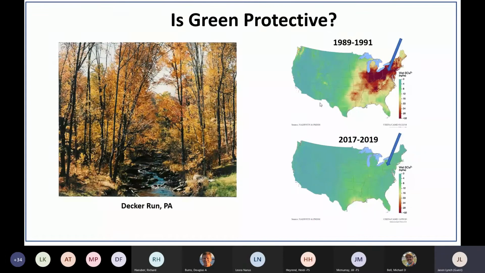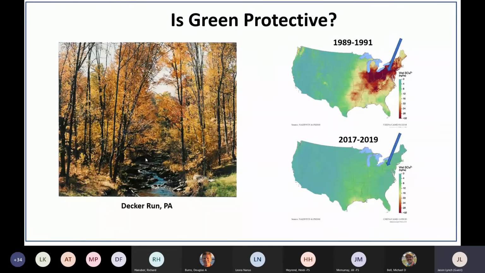All right, so let's come back to critical loads. What the emission reduction and deposition programs don't tell us is whether a stream like Decker Run in north central Pennsylvania is protected. In other words, is the deposition that we see today protecting this stream?